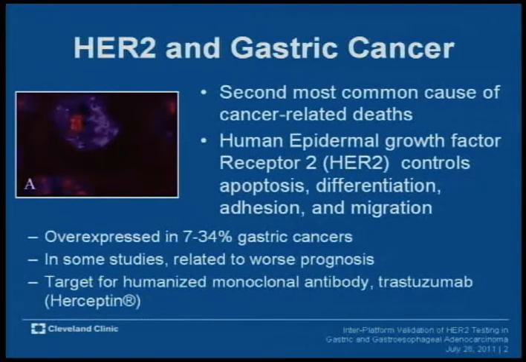HER2 overexpression is identified by two processes mainly: immunohistochemistry and in situ hybridization. And this leads to a target for the humanized monoclonal antibody, trastuzumab, otherwise known as Herceptin. This picture on this slide is an example of the fluorescence in situ hybridization method. You can see the green dot represents the centromere of chromosome 17, where the red dot represents the HER2 gene. So you can see that the gene is very expressed in this case.